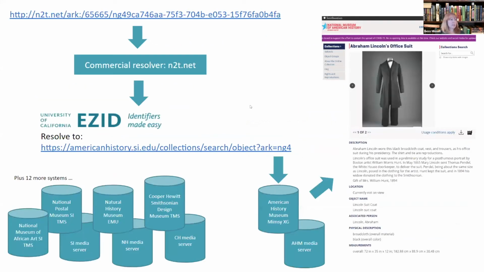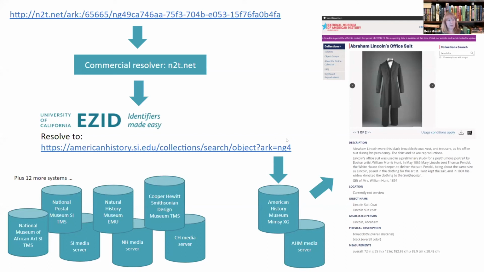And my last slide is just showing you the data flow one more time. This is one of our ARKs going to the N2T.net resolver, which goes to EasyID, where this URL is registered for our NAN and this dataset ID, which you also see here. And that happens to be for the American History Museum. So it goes down here. And it's a metadata record. So then it serves up the American History collection webpage.